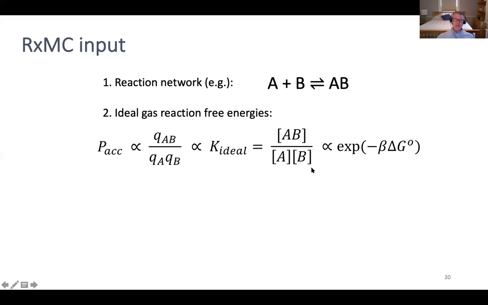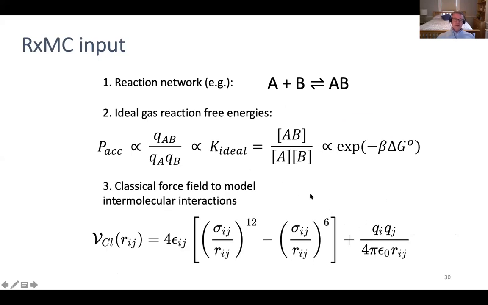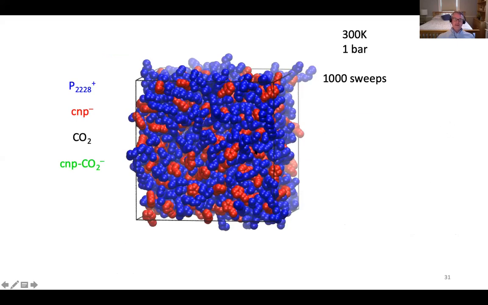So you have to input the reaction. The code doesn't figure out what the reactions are. You have to tell it what the reactions are. And you have to put in these ideal gas free energies, and you have to know the potential. So Ryan did this for CO2 in this particular ionic liquid.